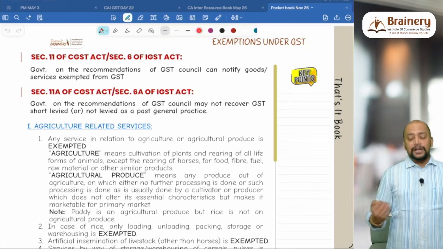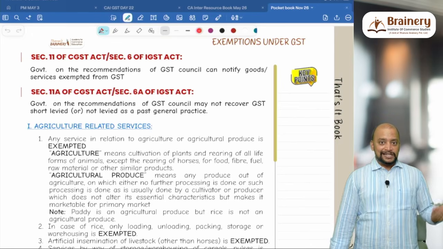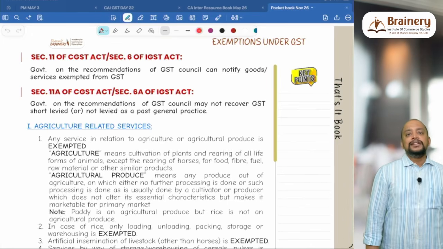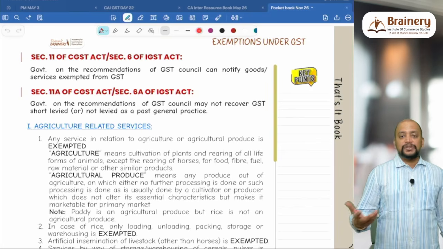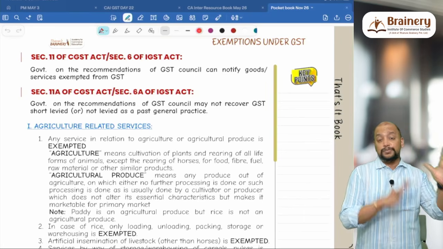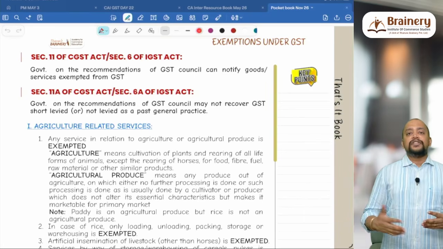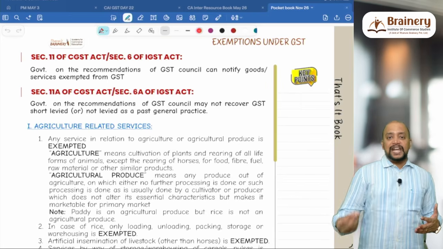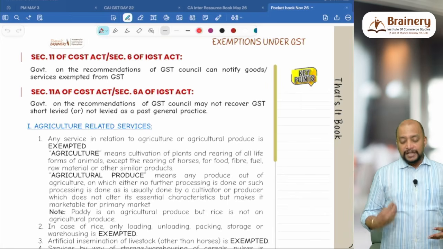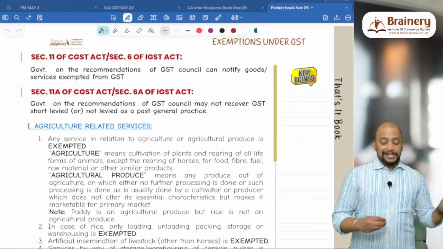And section 11A read with section 6A of the IGST Act says that as a past general practice, they will be able to give the exemption. That is, if a particular transaction was not subject to GST in the past, and suppose by way of notification or amendment it came, the government has rollback power. That rollback power is given under section 11A.